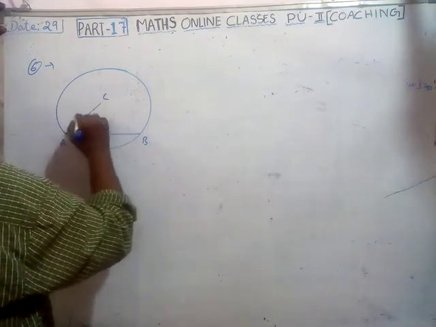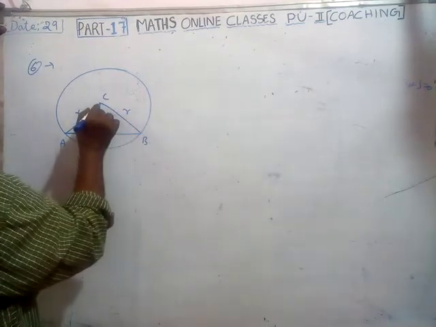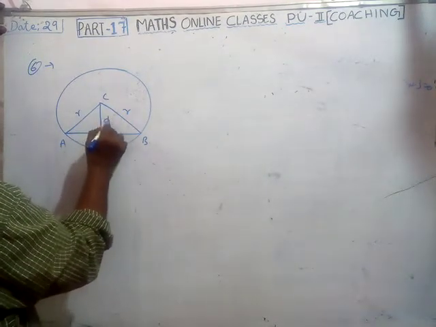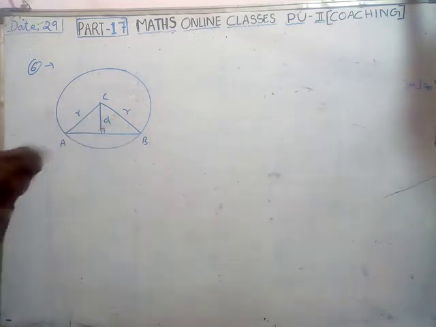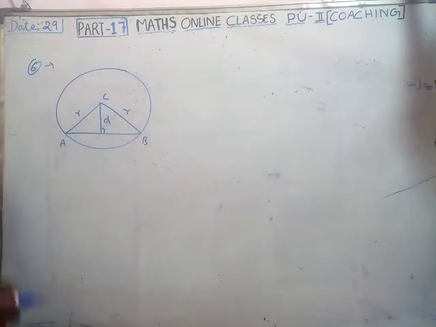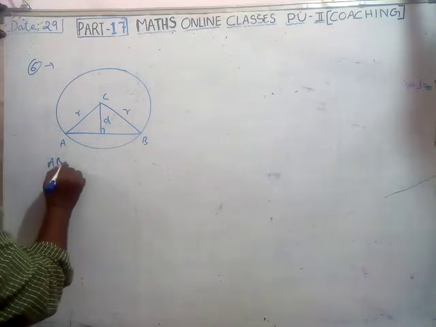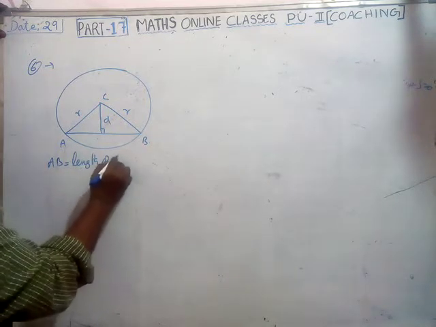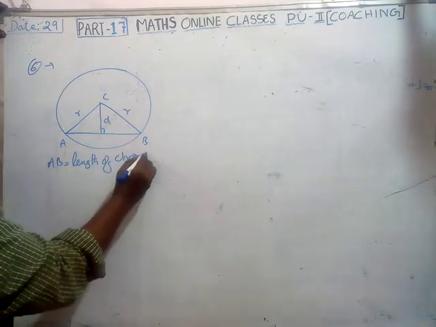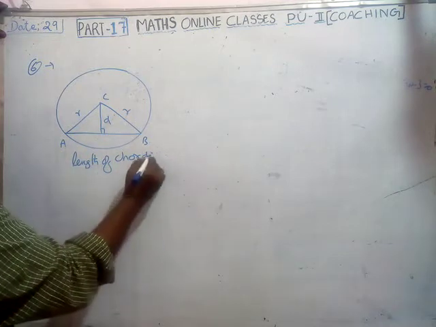Say R is the radius, and of course here also R. And say the distance from the center to the chord is D. Right, here AB means it is the length of the chord. Or otherwise I will write it here: it is AB.